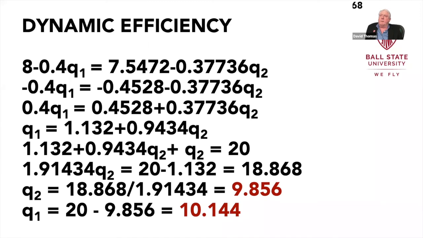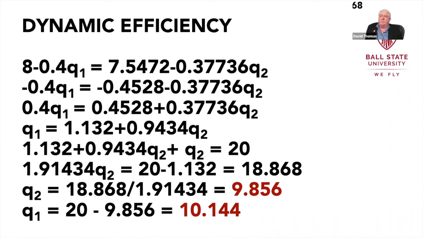Now, because all of them have negative signs, we can convert them all to positives. That makes it easier to work with. 0.4 Q1 equals 0.4528 plus 0.37736 Q2. Now let's isolate the Q1. We do that by dividing both sides by 0.4. So that makes this 0.4 divided by 0.4 is 1. So this becomes Q1 equals 1.132 plus 0.9434 Q2.